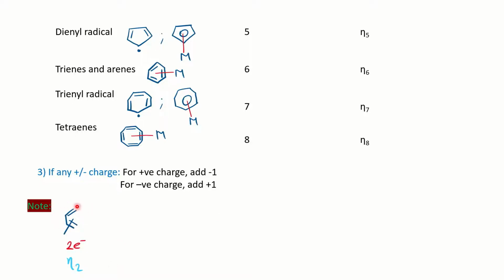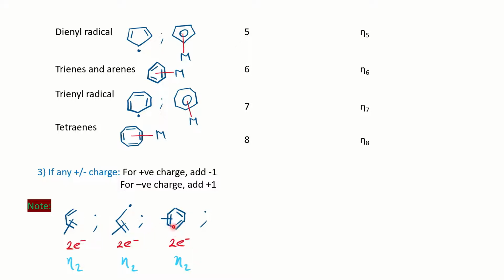Now we have to note here: let's say you have a conjugated diene system, but instead of from the center, the metal is bonded to only one of the double bonds. That means the total electron contribution is 2 here, so the hapticity will be eta 2. It's not eta 4 here because the other pi bond is not giving its electron. Similarly, you have the allyl radical, but only the pi bond is giving its electron to the metal. So the contribution is 2 electrons, and eta 2 will be its hapticity.